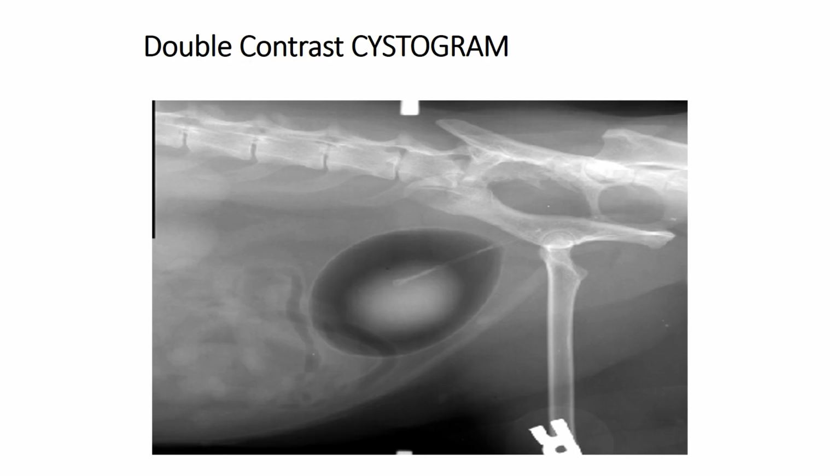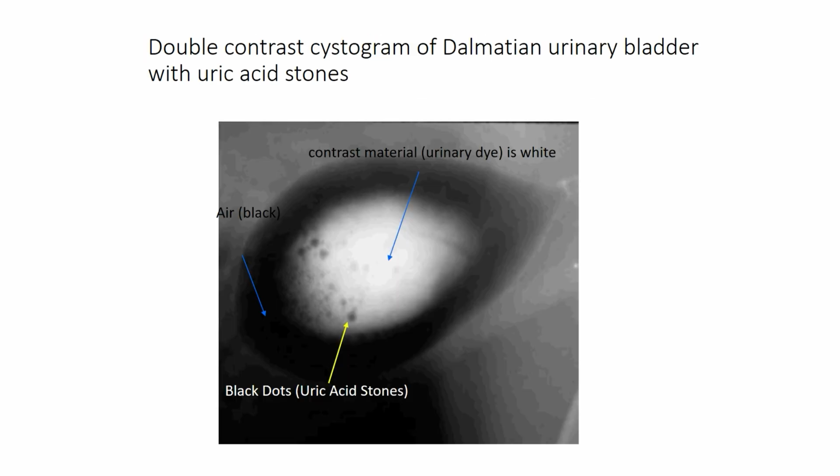Here again, the lateral caudal abdominal radiograph is showing a double contrast cystogram in a female dog. It is catheterized. So this is a double contrast cystogram in a Dalmatian urinary bladder. Here you can see a radiolucent uric acid stone in a Dalmatian dog. It appears as a black dot over the positive contrast agent.